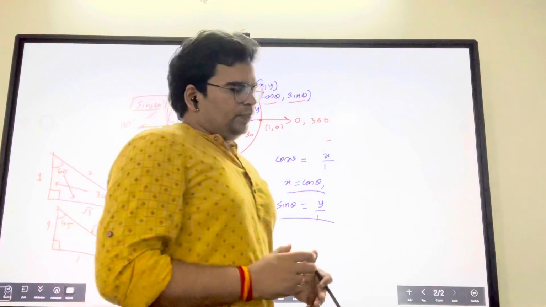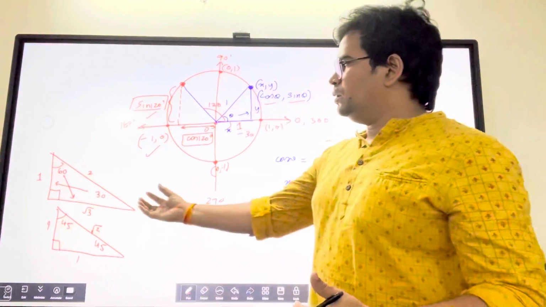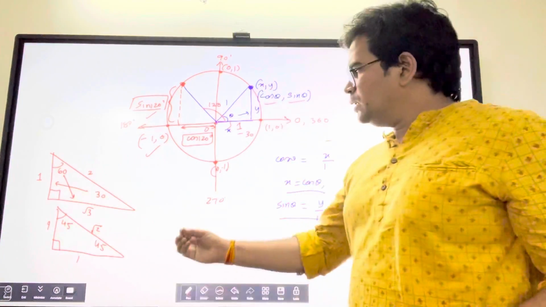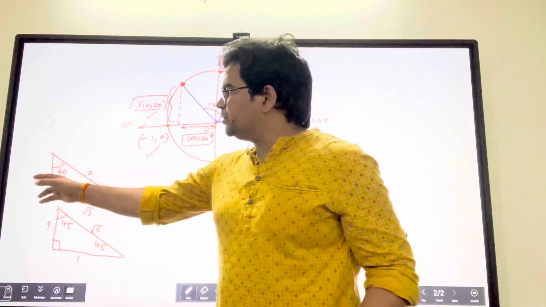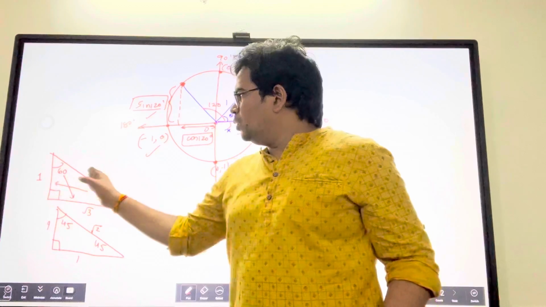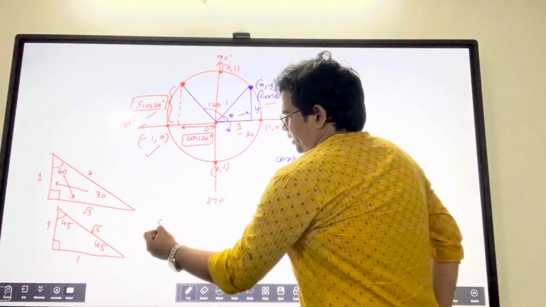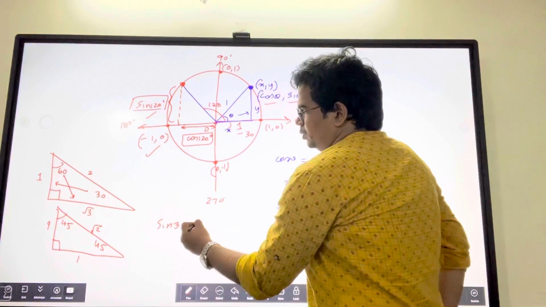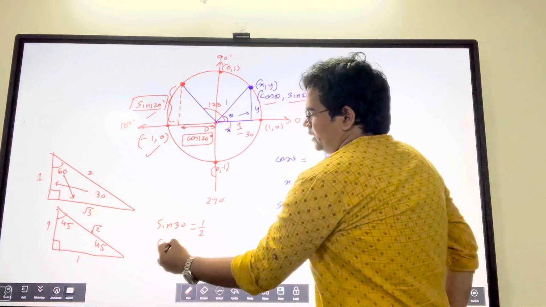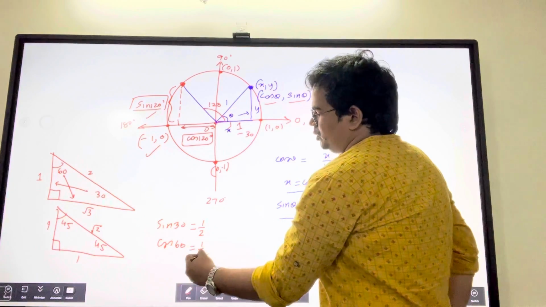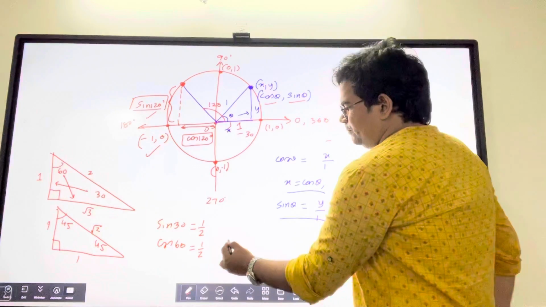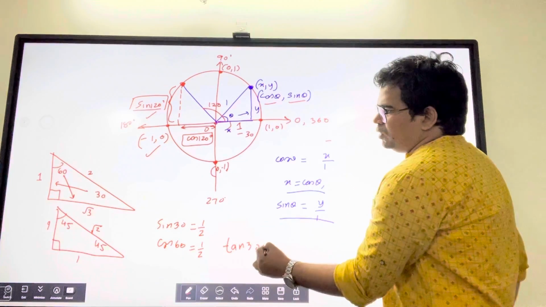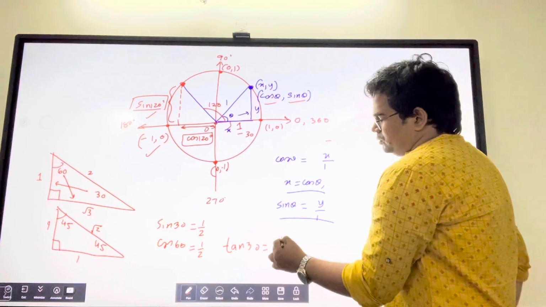So the use of these two triangles is to basically predict the basic angles. Sine 30, you see, is opposite over hypotenuse, which is 1 over 2. Suppose I wanted to predict sine 30, it is 1 over 2. Cos 60 is, once again, 1 over 2. If anybody asks you what is the basic value of tan 30, it is opposite over adjacent, so 1 over root 3.